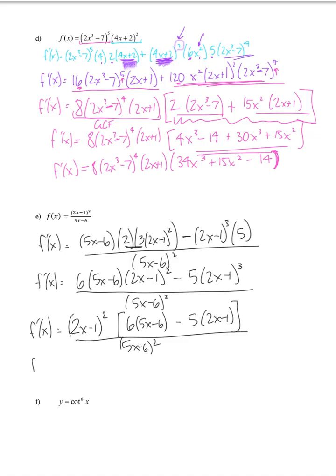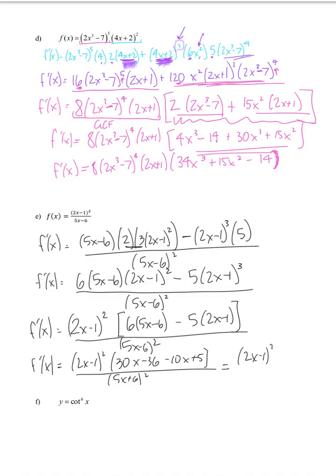And then in the numerator, in the brackets, I need to distribute some stuff. (2x - 1) squared times 30x minus 36 minus 10x plus 5, over (5x - 6) squared. I'm running out of room. So this big long thing does have a couple like terms: (2x - 1) squared times (20x - 31) over (5x - 6) squared.